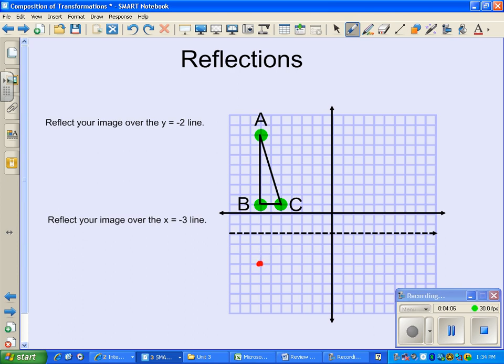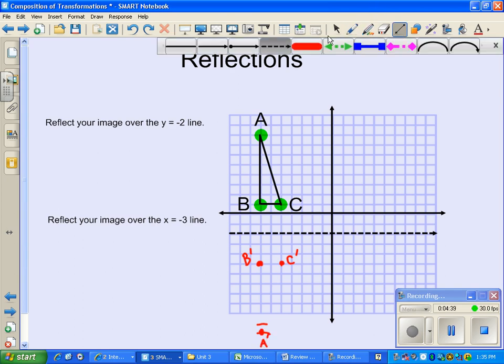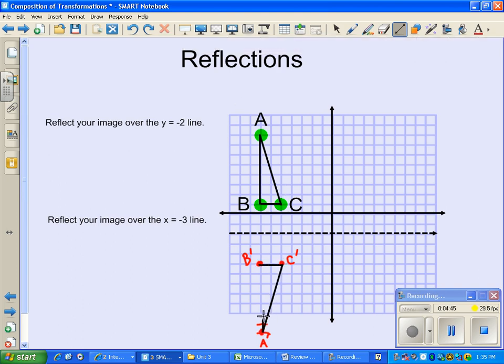And this is your B prime. Now the same thing for C. It was 3 away, so I'm going to go down 3. This is your C prime. Now A is 1, 2, 3, 4, 5, 6, 7, 8, 9, 10 away from the line. So we're going to go 10 down. 6, 7, 8. And I didn't plan that as well as I should have, but it should still be 10 away. So this isn't going to be 100% exact. You just have to use your imagination. Now once again, you need to connect those dots. There's your new image.